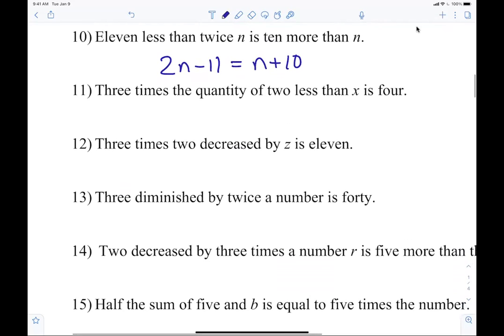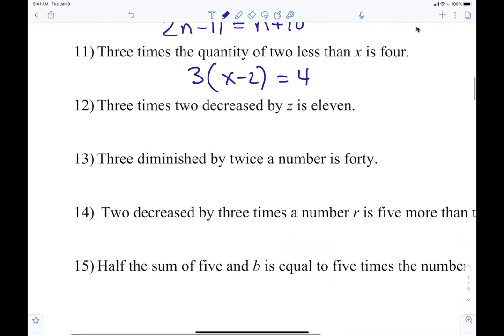Next. 3 times the quantity of 2 less than x is 4. So 3, open the parentheses, x minus 2, close, equals 4. Simple. Very good. Wow, you guys are doing really good.